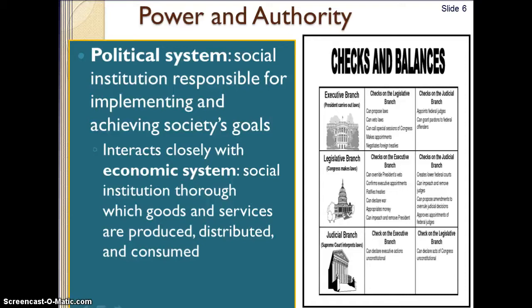The political system also interacts closely with the economic system, and we've already defined economic system, but it's there for you again. And if you think about when you turn on the news and you hear about what's going on in our capital, you'll find that our government, our House of Representatives and Congress are often voting on things such as budget plans, and that certainly has a lot to do with our economic system.